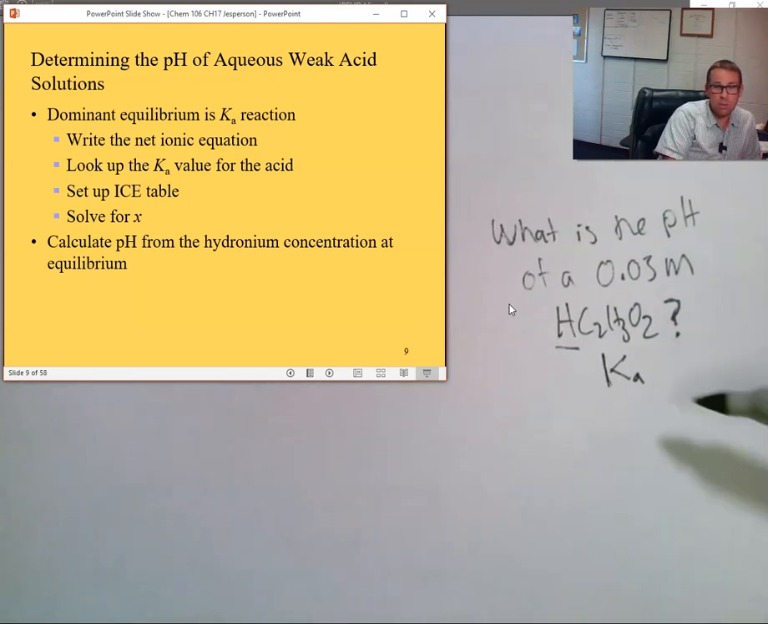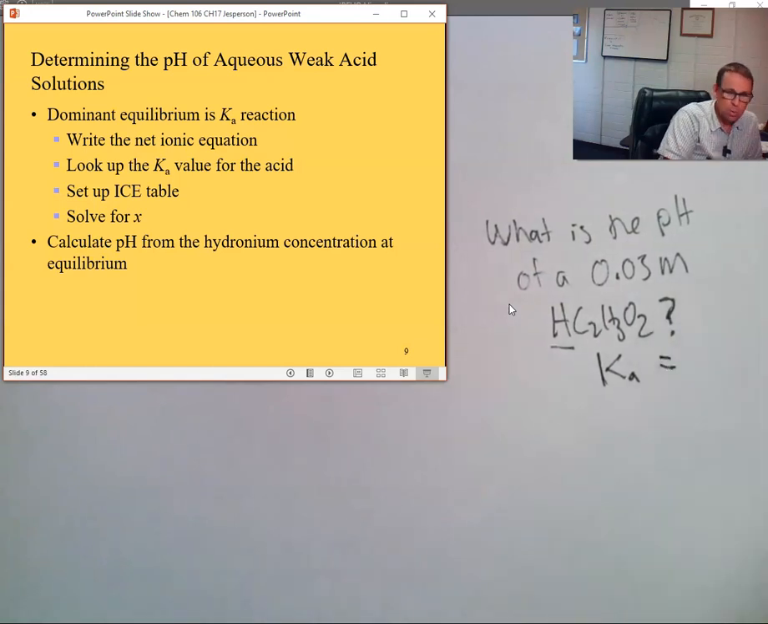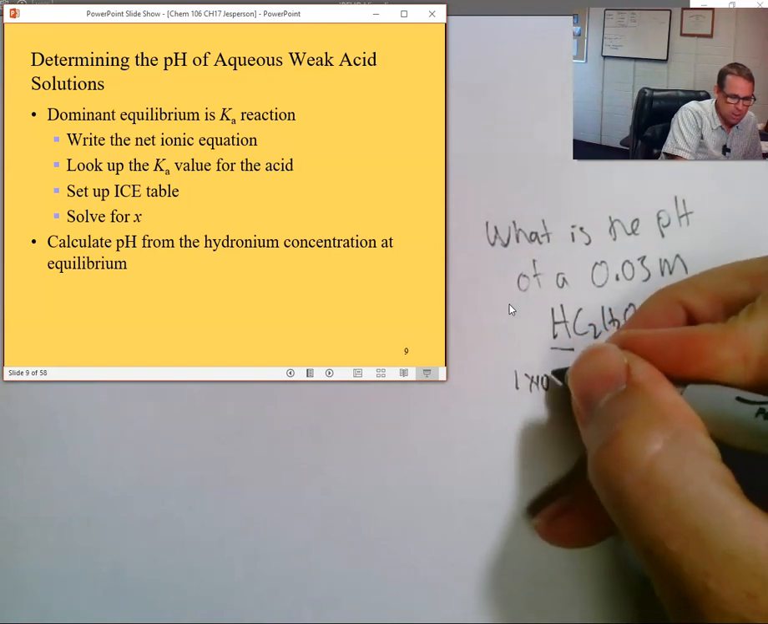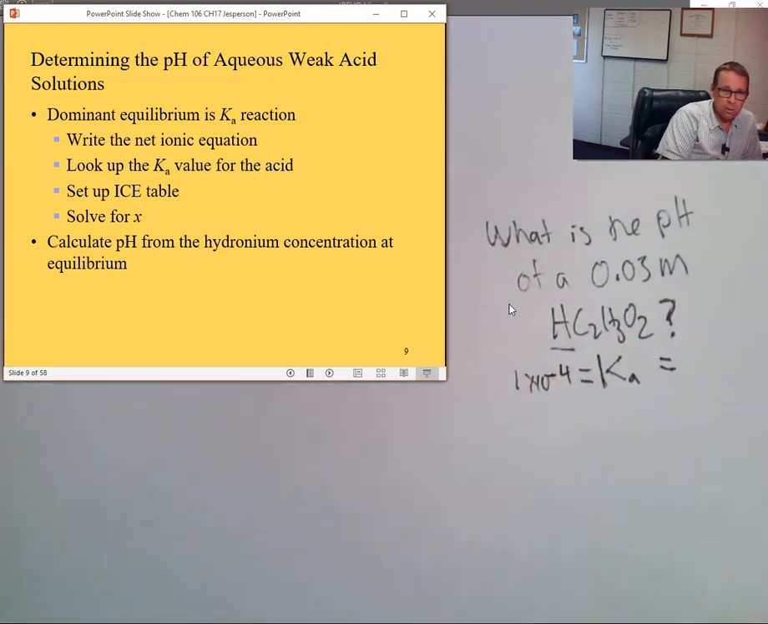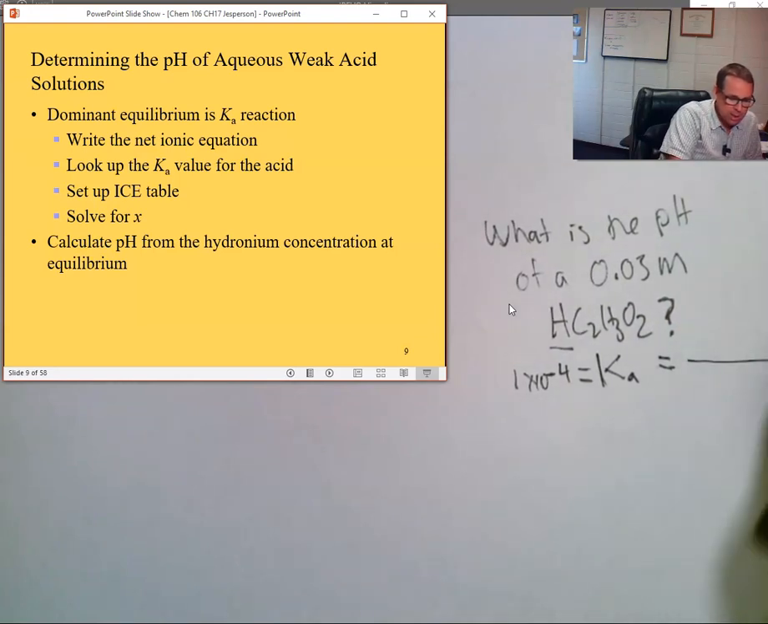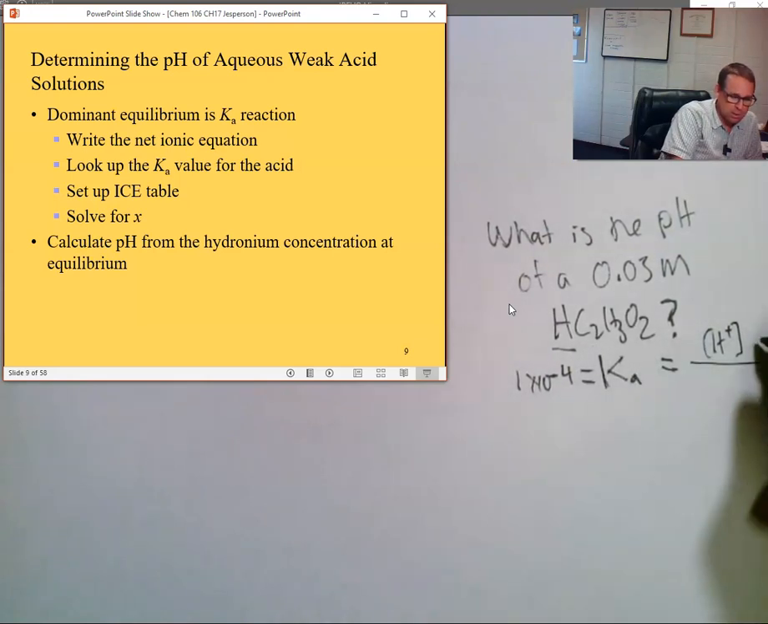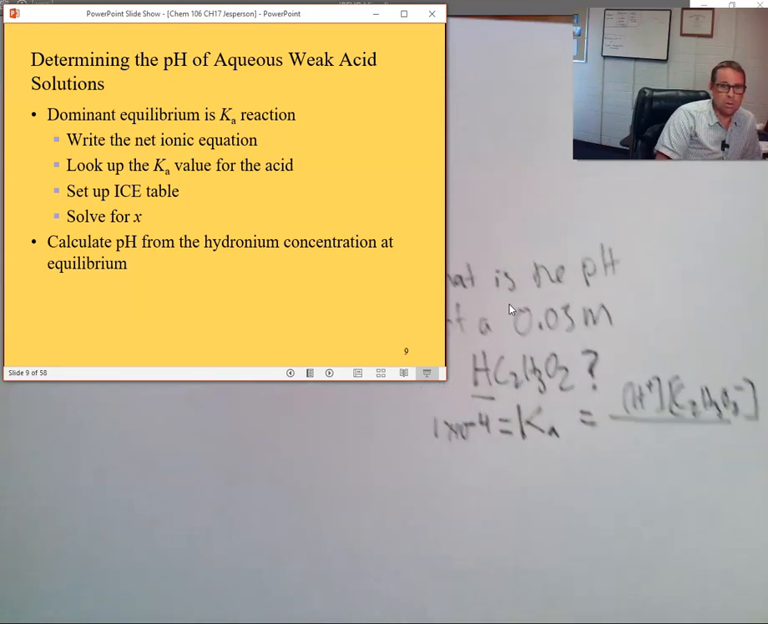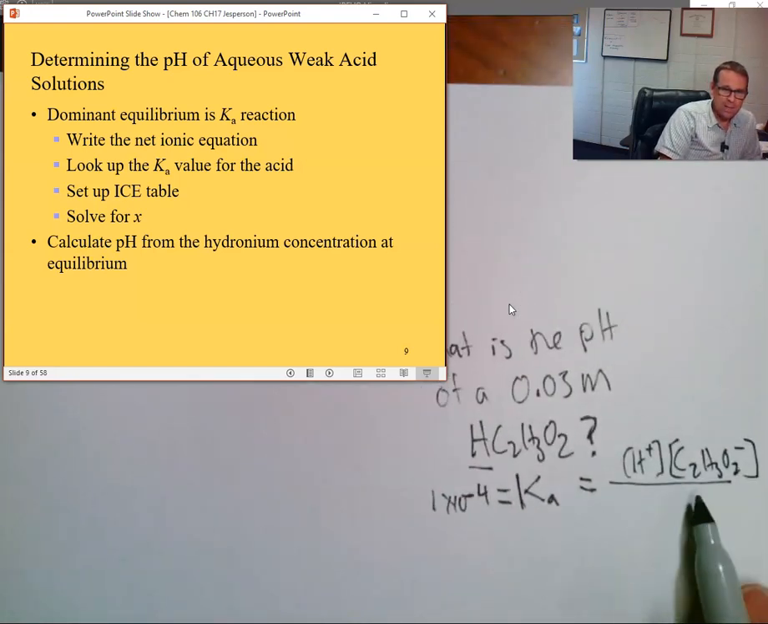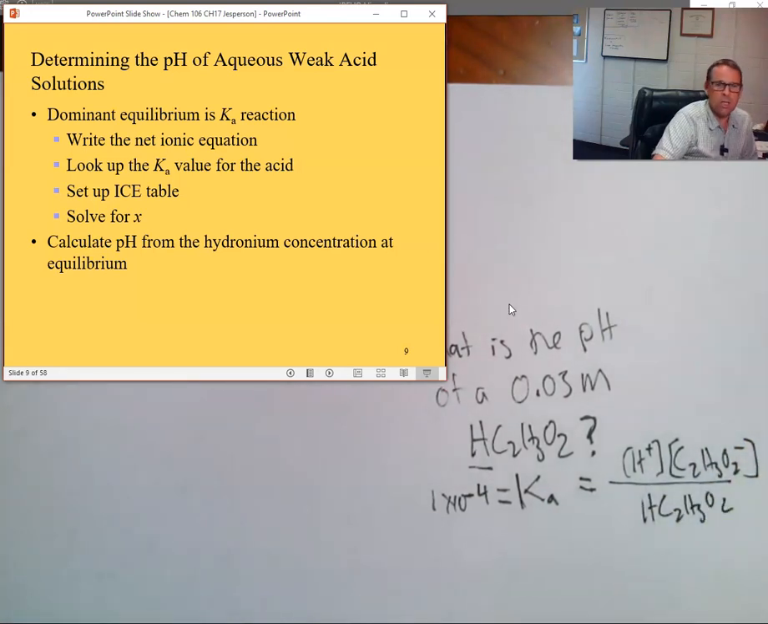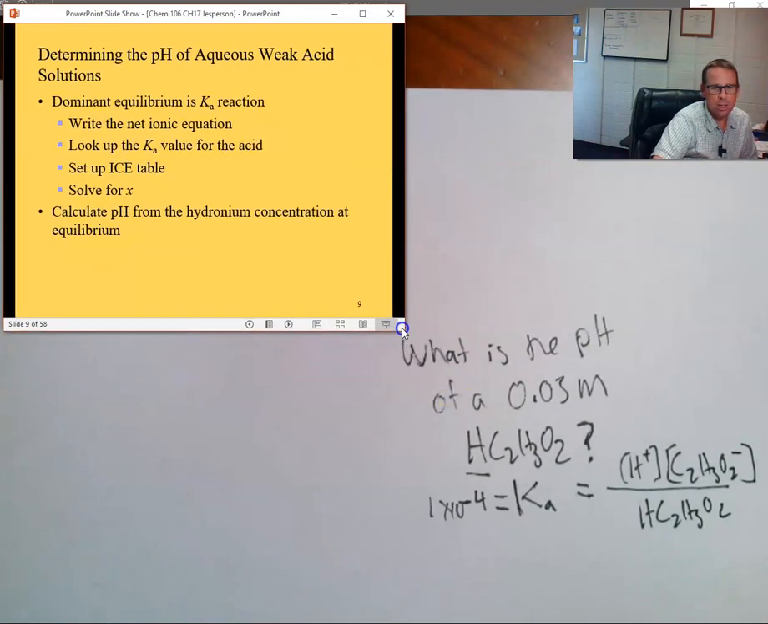Now, if I knew the Ka, the amount of dissociation that does occur, I could answer this question. Let's say the Ka was 1 times 10 to the minus 4. I know that Ka equals the concentration of the hydrogen ion times the concentration of the acetate ion, over the concentration of the associated material. Associated, not dissociated. The top is the dissociated material; the bottom is the associated material.